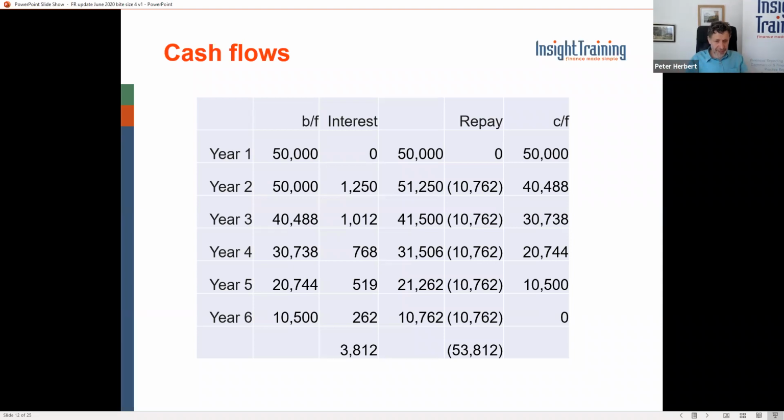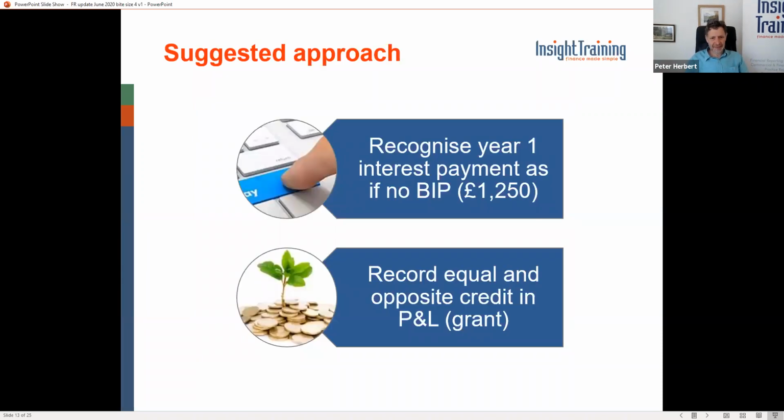What we're going to therefore do, I suppose, is what you might call gross it up and show an equal and opposite interest charge and income amount reflecting the interest, which is contractually payable, but that the government's paying on the entity's behalf. And that's the way the accounting might work. Okay, so recognise a year one interest payment as if there was no BIP at 1,250 and an equal and opposite credit entry in the P&L, that being the same amount and that being the grant income the government's providing to support the company in that first year in these very difficult times.